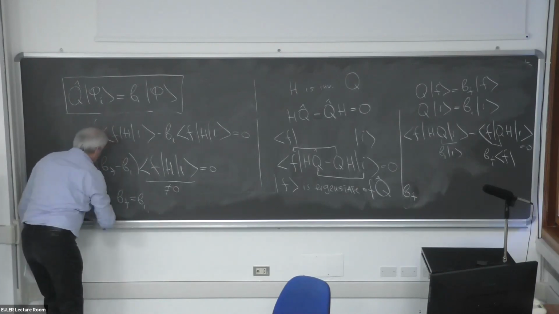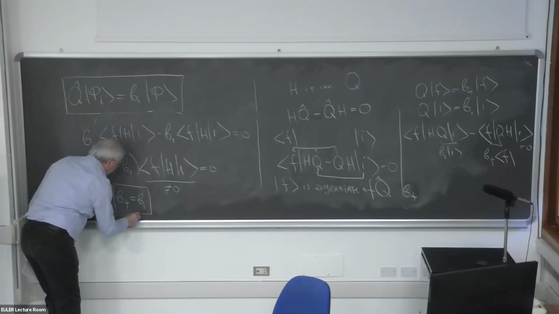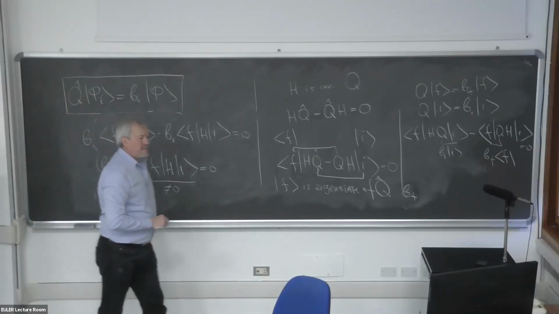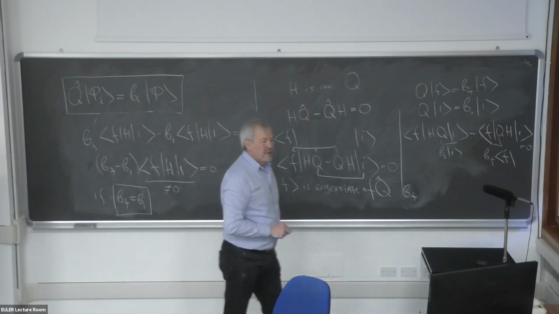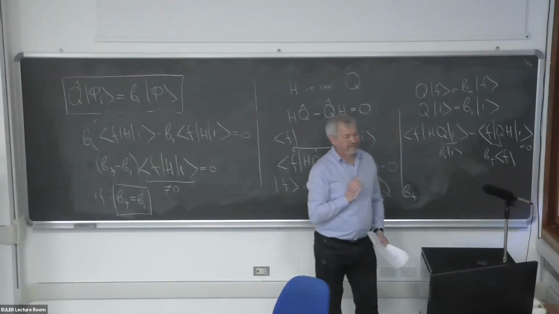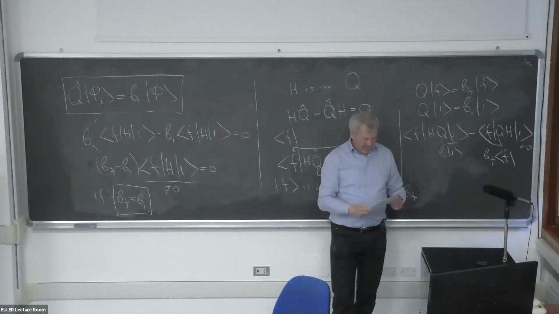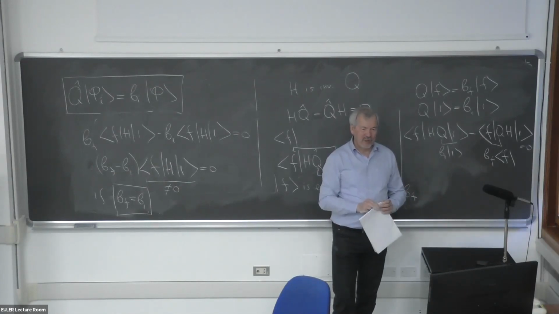So this matrix element is 0 if we do not have equality of eigenvalues. This is a very general consideration of how symmetry leads to conservation laws. Okay? Questions?